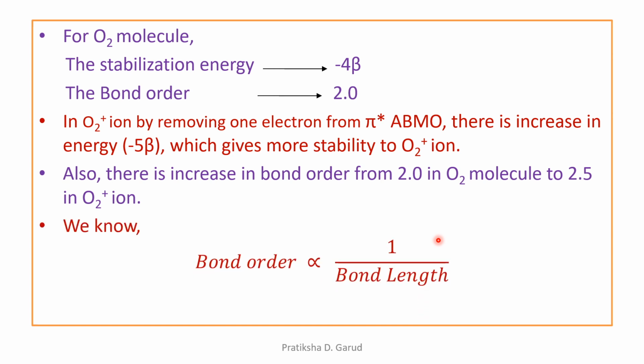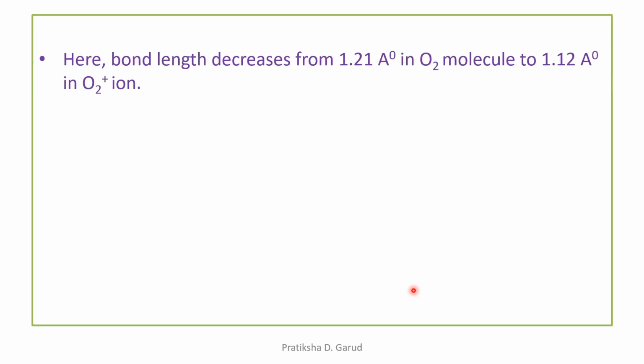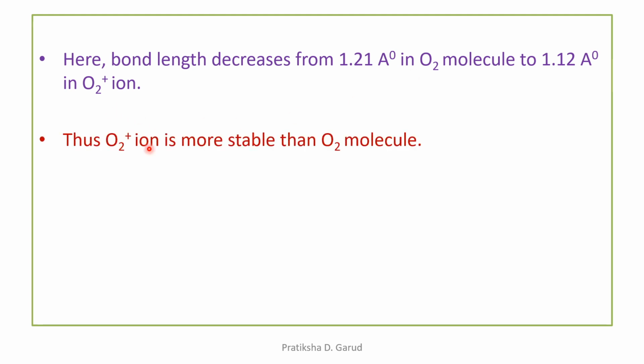We know the formula, bond order is inversely proportional to the bond length. That means as the bond order increases, bond length decreases, or as the bond order decreases, bond length increases. So based upon this, we can say that the bond length decreases from 1.21 Angstrom in the oxygen molecule to 1.12 Angstrom in the O2 plus ion. So there is a decrease in bond length from oxygen to the O2 plus ion. Thus, O2 plus ion is more stable as compared to the O2 molecule.